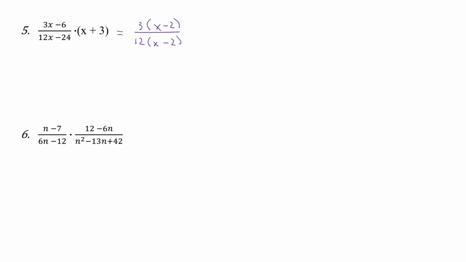Haha, there's something we can cancel. And then we have x plus 3. Now I'm going to go ahead and put that over 1, so I remember that it's over 1. Now what can we do? Well, the x minus 2 cancels x minus 2. And now 3 will go in here once. 3 will go in here 4 times.